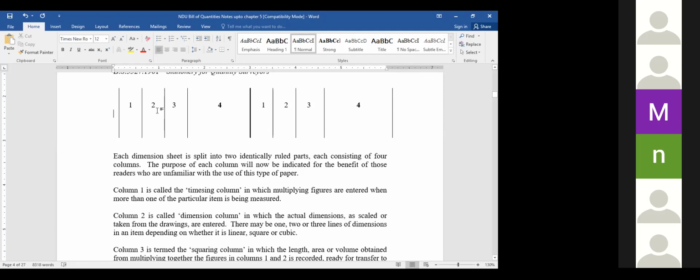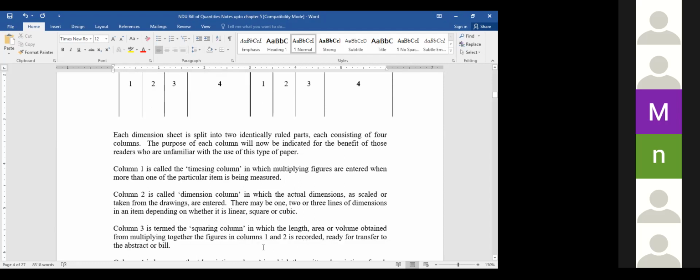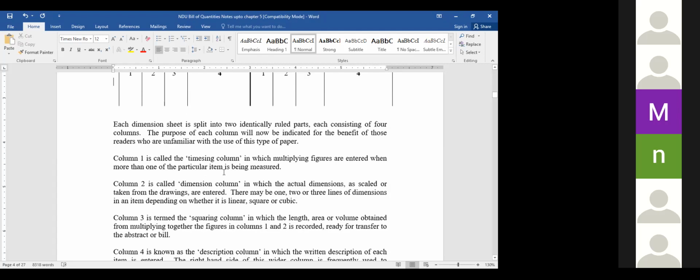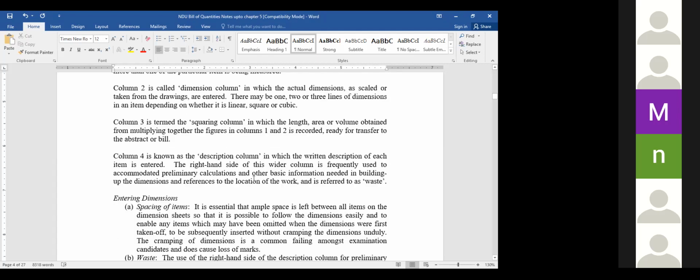That's the dimension column, where we enter the dimensions, in which the length, area, or volume obtained from multiplying together figures in column 1 and 2 is recorded, ready for transfer to the abstract. And then column 4 is the description column.